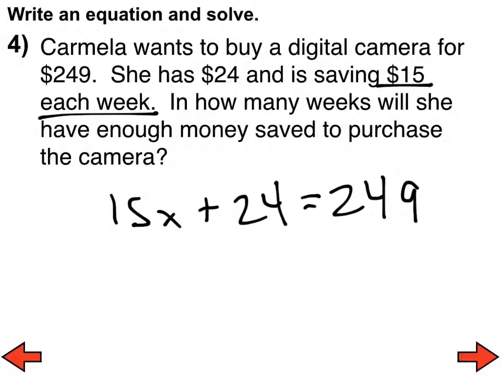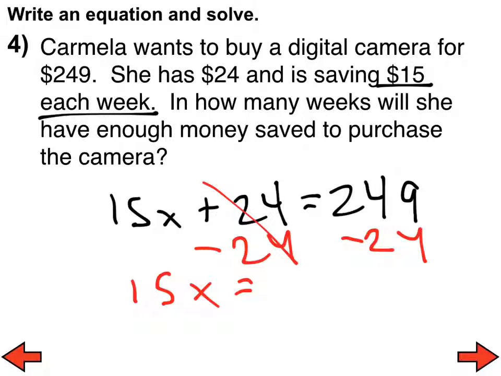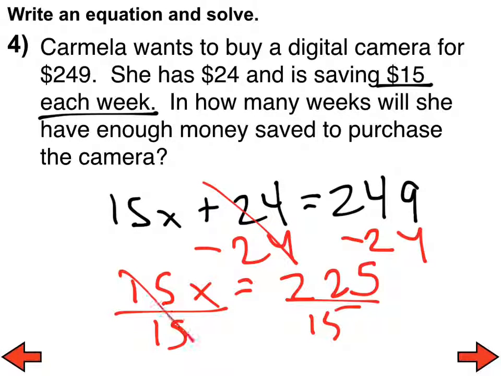Ashley, what's the first step to solving this? The first step to solving this would be to subtract 24 from both sides and then divide it by 15. Okay, what do you get when you subtract 24? We get 225. Very good. Zach, what's the next step? Then you divide both sides by 15. 225 divided by 15 is what? x equals 15. Very good. Who got x equals 15?